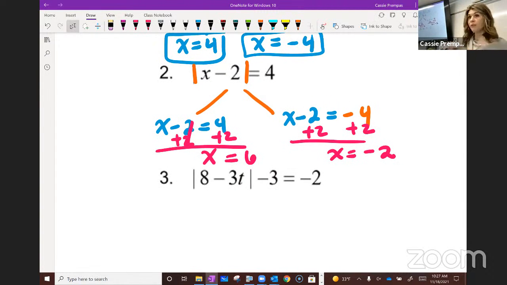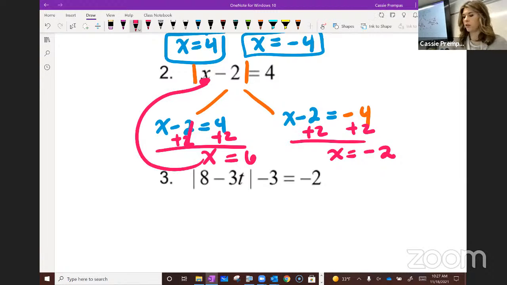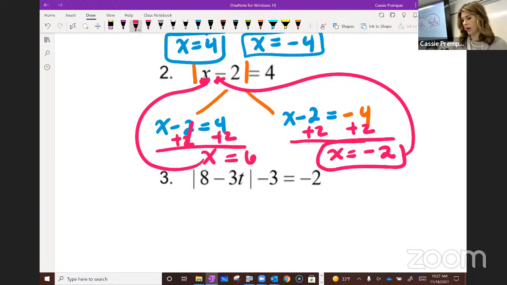Now, I don't have to check it, but I could. What would I do if I checked it? Where would I plug it in? Up here, the original problem. If I'm asking what's the absolute value of 6 minus 2, the absolute value of 4 is 4. And if I ask what's the absolute value of -2 minus 2, the absolute value of -4 is 4. So I know that I got it right. X should equal -2 and x should equal 6.